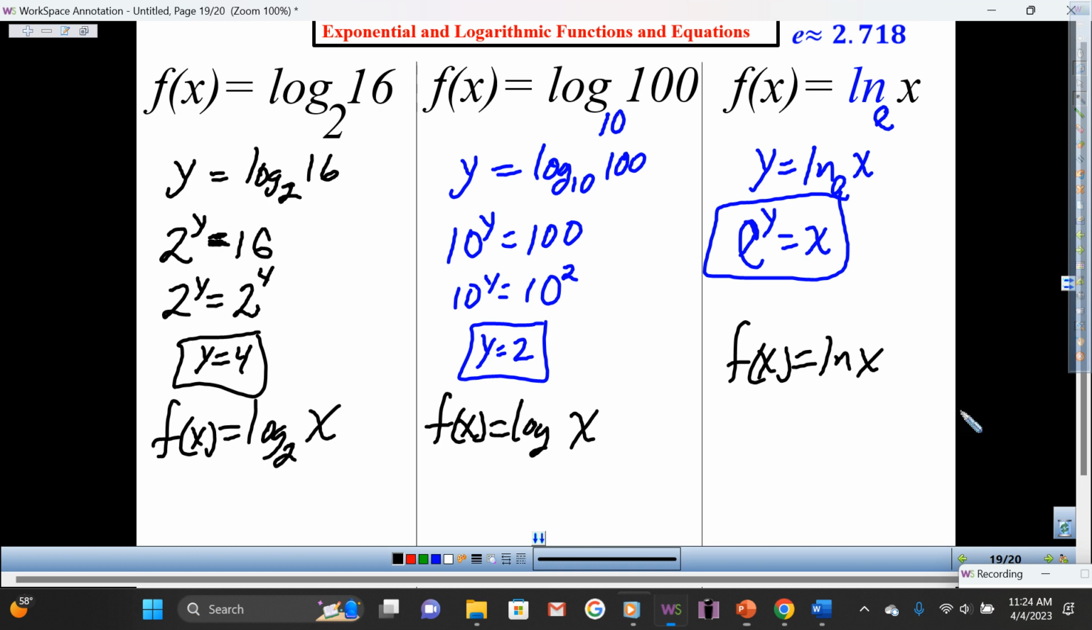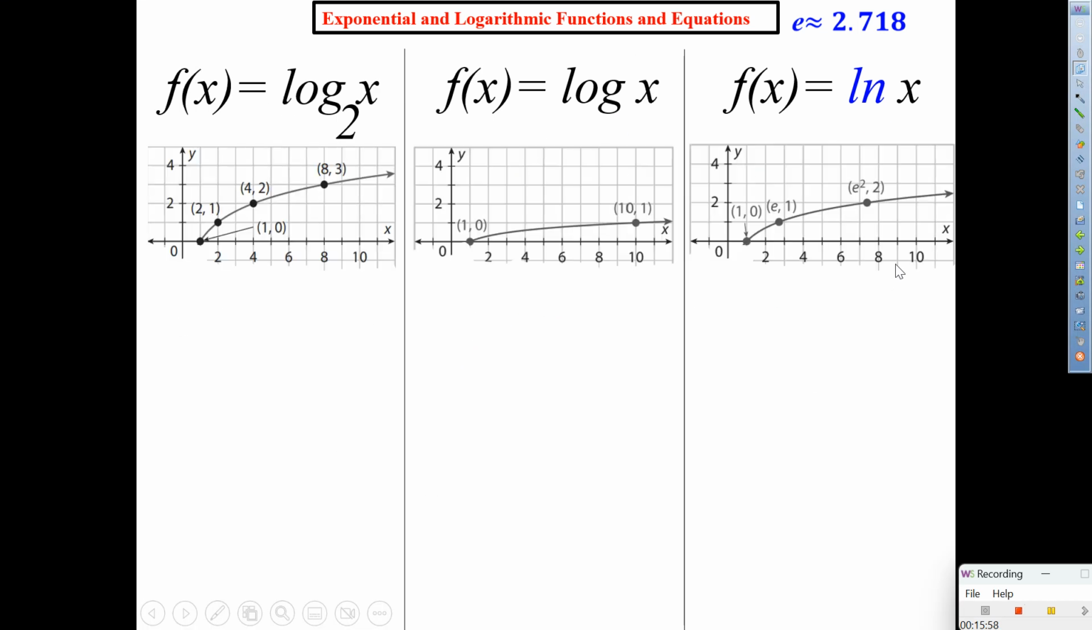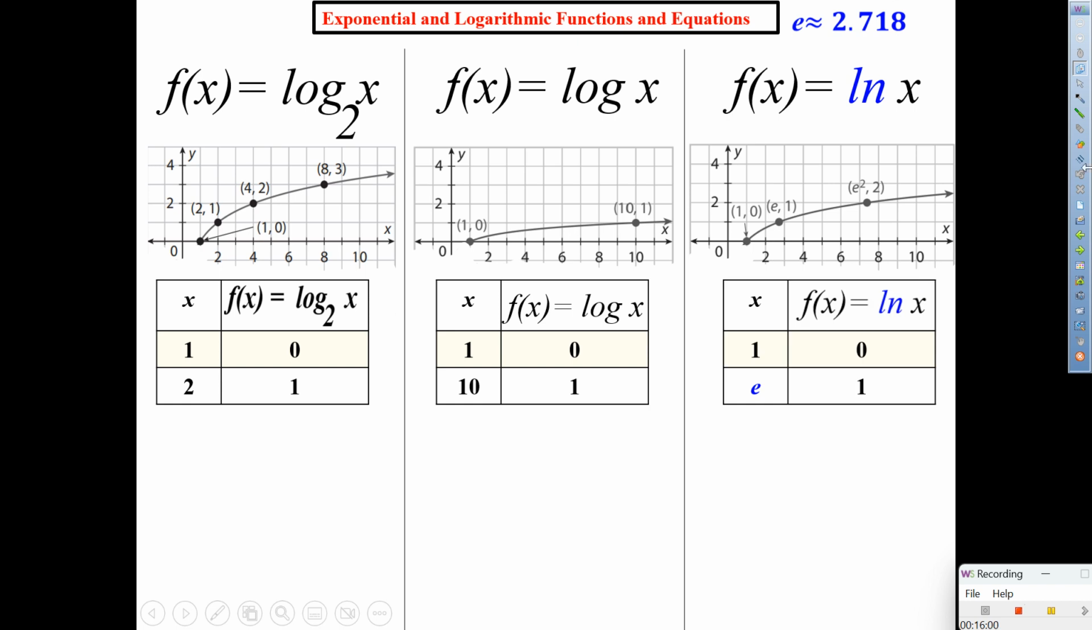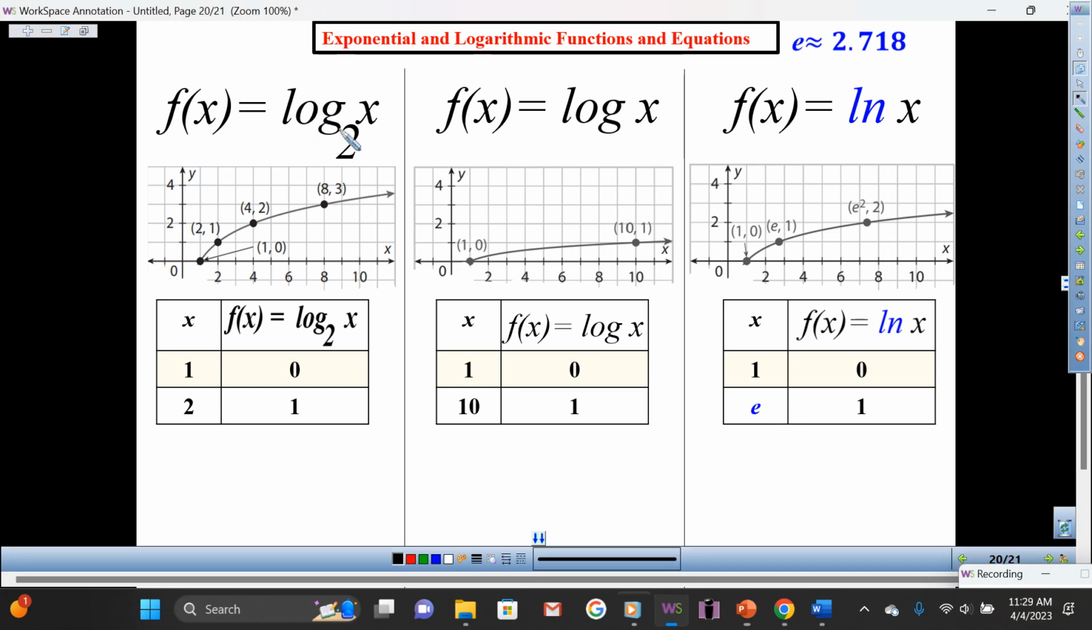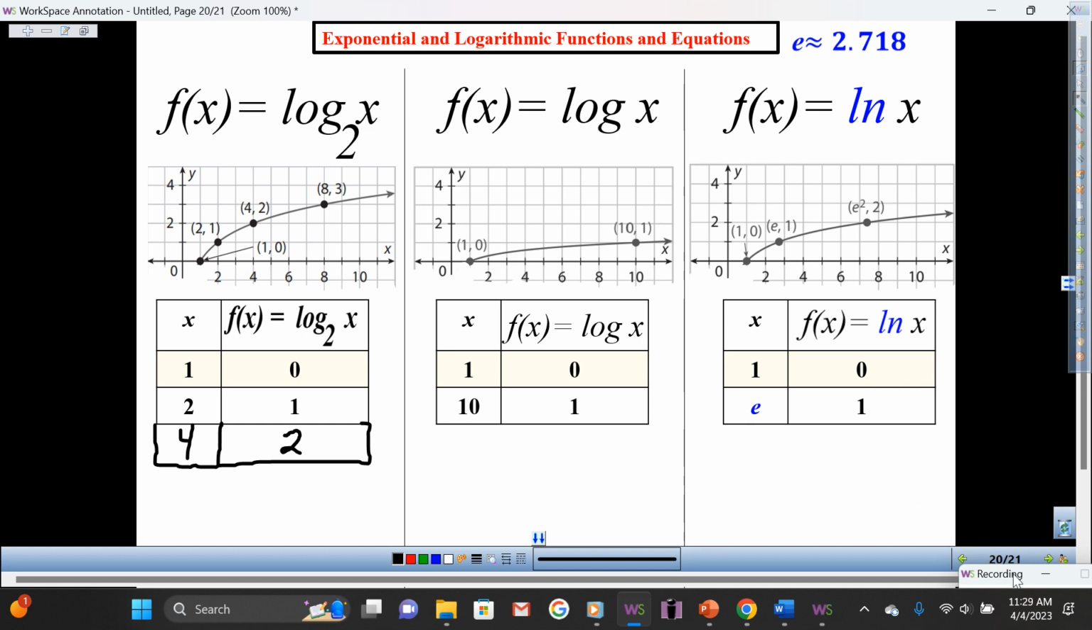So I want you to copy the graph so you know what they look like and their tables. Underneath that, here they go. Copy this. I'll give you some time. And for the log base 2, I want you to add one more point, which is 4, 2. Copy that. Go.